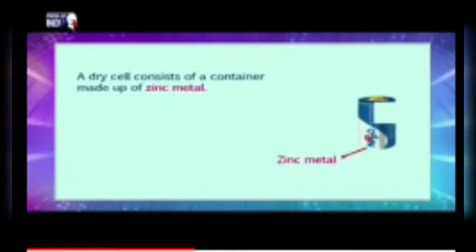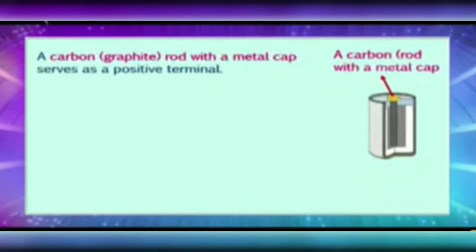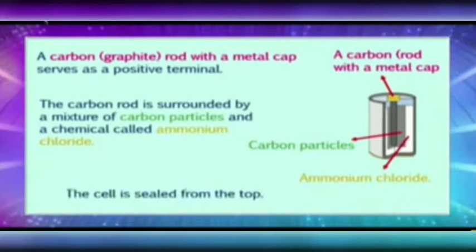A dry cell consists of a container made of zinc metal. The container also serves as the negative terminal. In the center, a carbon or graphite rod with a metal cap serves as the positive terminal. The carbon rod is surrounded by a mixture of carbon particles and a chemical called ammonium chloride. The cell is sealed from the top.